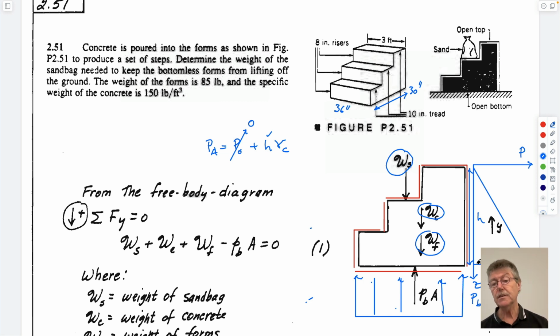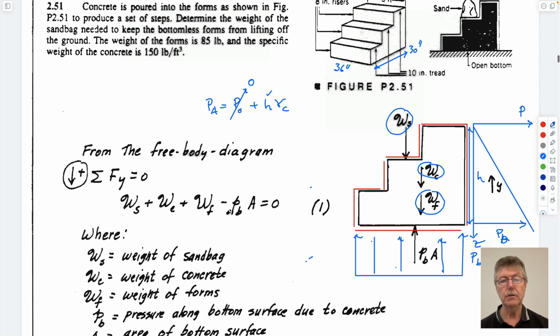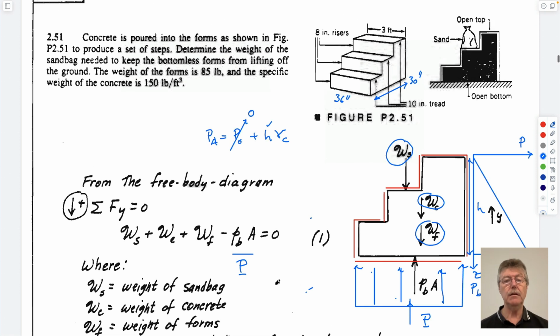So if you know what the pressure is, because you're at a depth, then you know what this PB is. If you know what the bottom area of this is that the pressure is acting on, you have a force. So this gives you a force which we'll call uppercase P. This is P. And so you can calculate what we want to know.